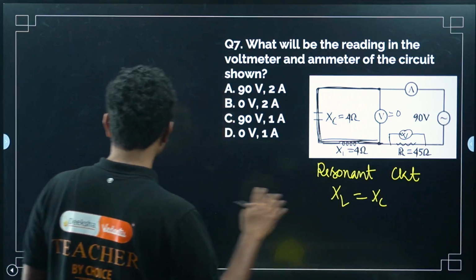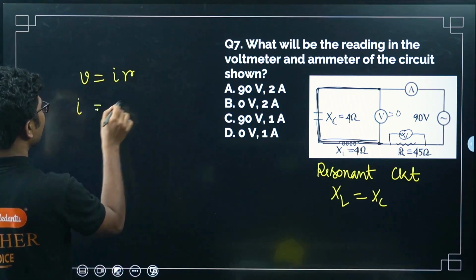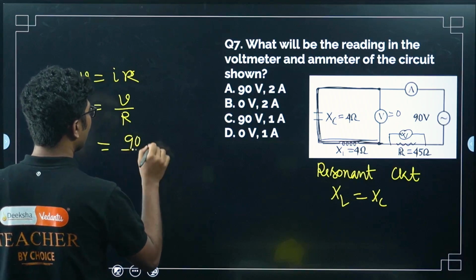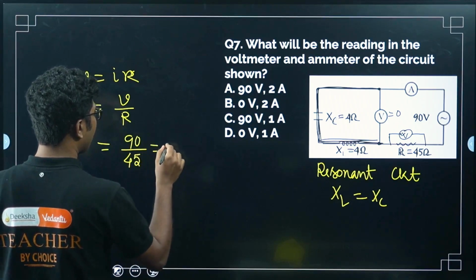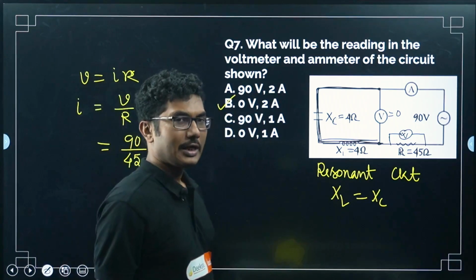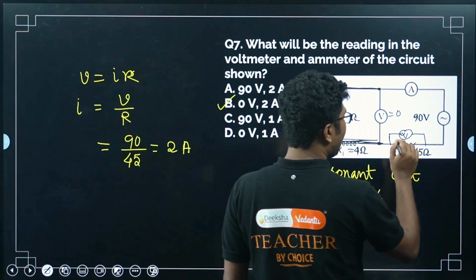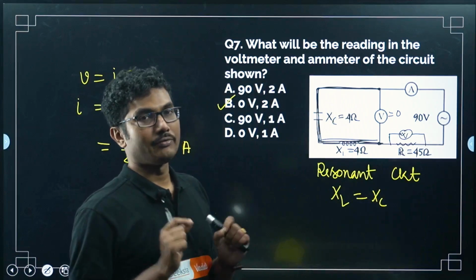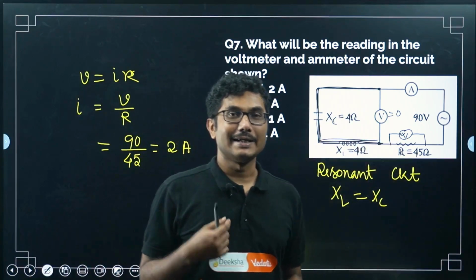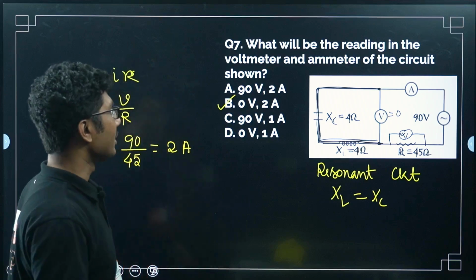But the current will not be 0, because V equals IR, so I is equal to V by R. Everything is in RMS value, so don't worry. 90 volt is given in RMS value, the resistance is simply 45, and the ammeter will only measure the RMS value, so it will be 2 ampere. So current is 2 ampere, voltage is 0 volt. Be careful, do not answer 90 volt. If you had applied the voltage across the resistor, then it would have been 90 volt. But since it is applied across the empty part where nothing is there, because in resonance the capacitor and inductance cancel each other's effect, you can consider that as a simple conductor without any voltage drop across them.